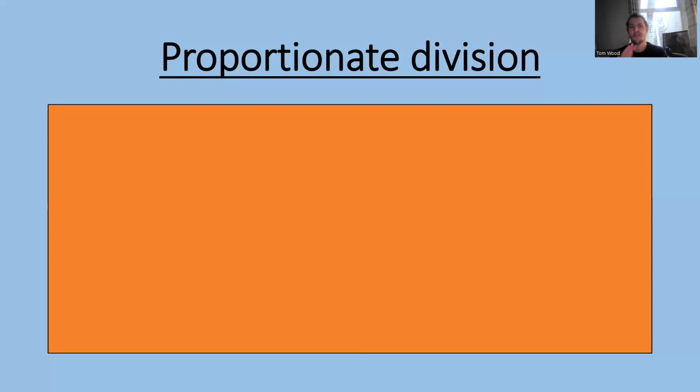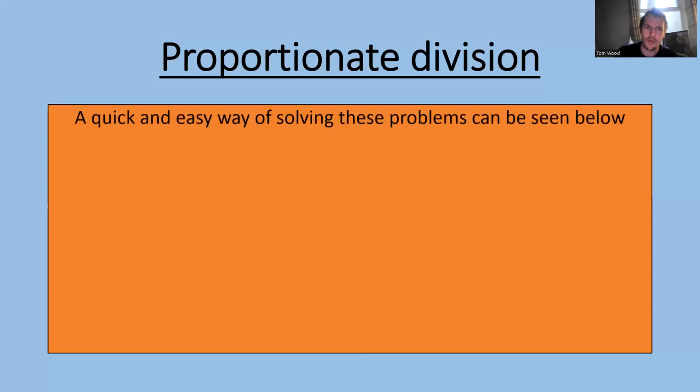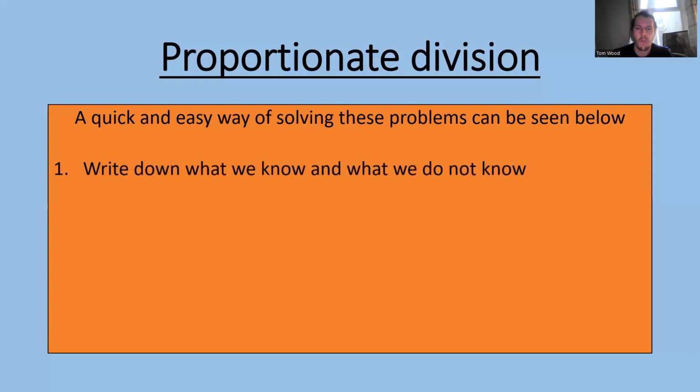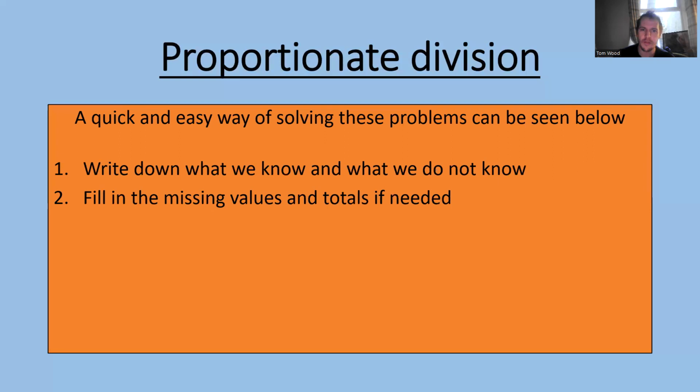So that's all good. Okay, so we're going to have a look at proportionate division then. There is a quick and easy way of solving these problems, and bear in mind it is pretty much the exact same as what we were looking at before. It's just there are 2 things that are in proportion. If we increase one, we increase this. If we decrease it, then we decrease it by the same. It's just that we're sharing things out not to one person, but to more than one. It'll make sense as we go through. Best thing you can do, write down what you know and what you don't know. Always really, really helpful. Then fill in any missing values that you have or any totals that you can find.